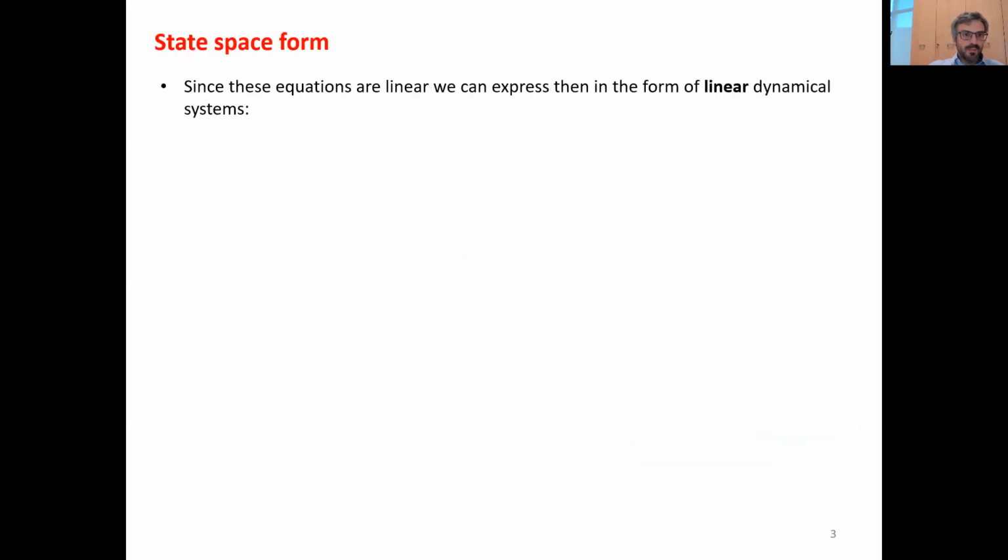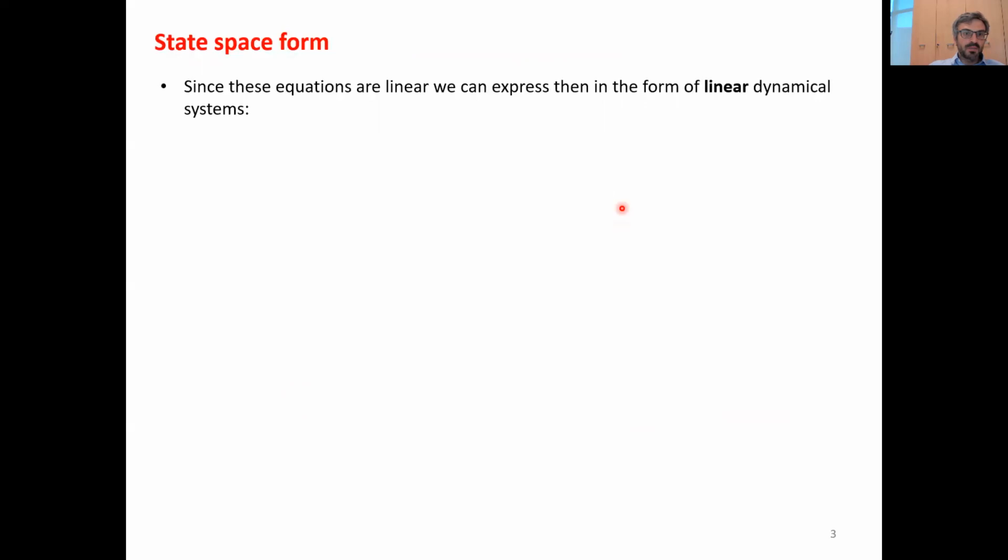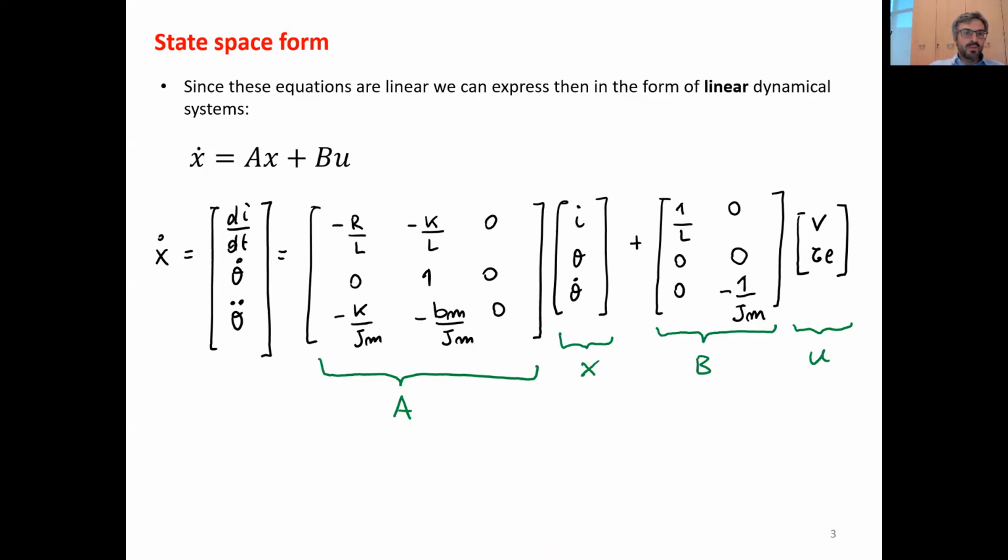And since these equations are linear, we can express them in matrix form as a linear dynamical system. Linear dynamical system is something that can be written in this form, and that is a state space form.